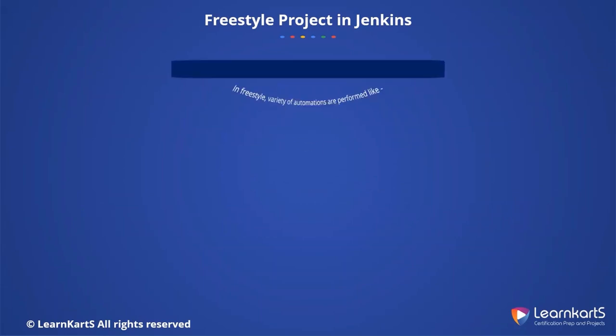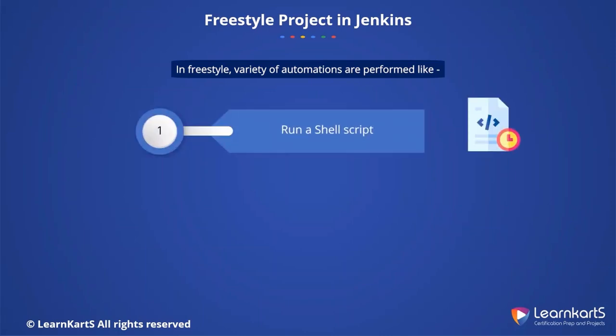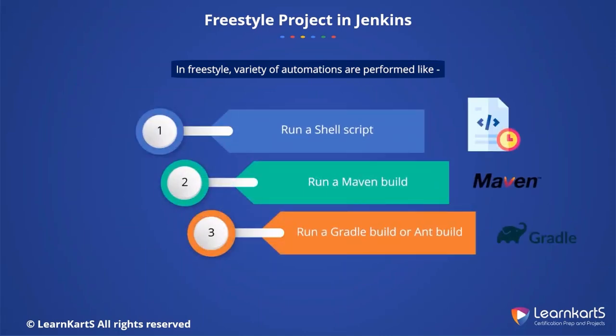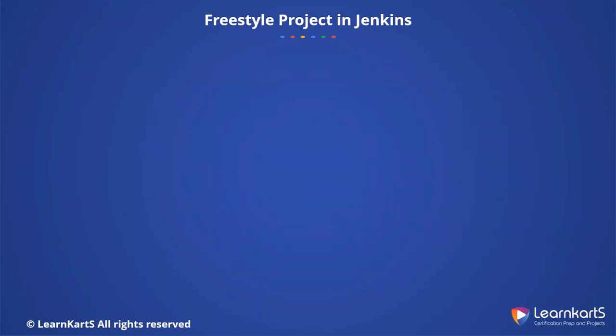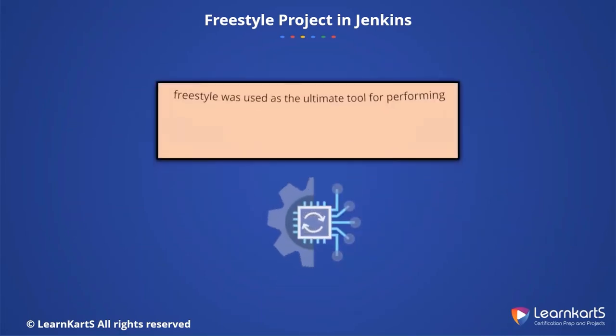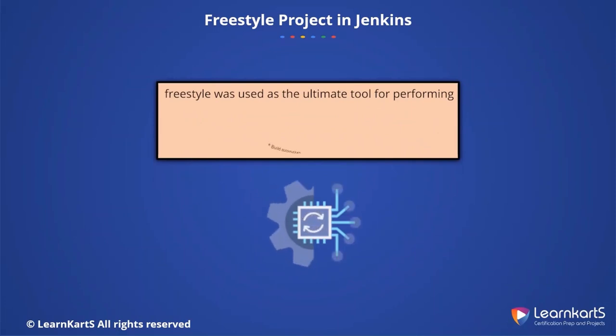Now, when it comes to freestyle, we will be able to have a variety of automation performed there. You want to run a shell script, a Maven build, or a Gradle build. It's a kind of generic solution. So you don't have to get stuck thinking it's only there for a Java-based project or a particular .NET-based project. It's a very generic process. Those projects and teams who really want a very generic implementation can go for the freestyle type of Jenkins job. Also, freestyle for a very long period of time was used as the ultimate tool for performing build automations and test automations.